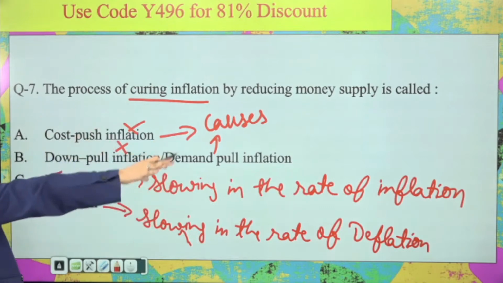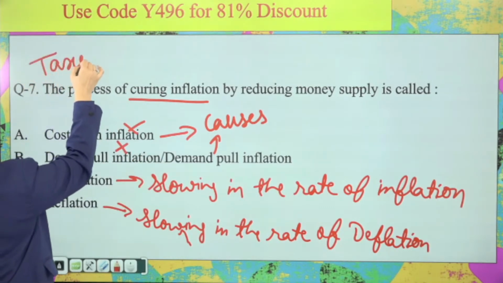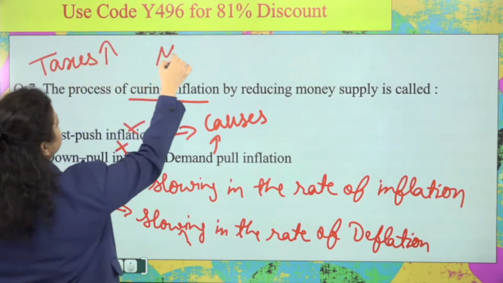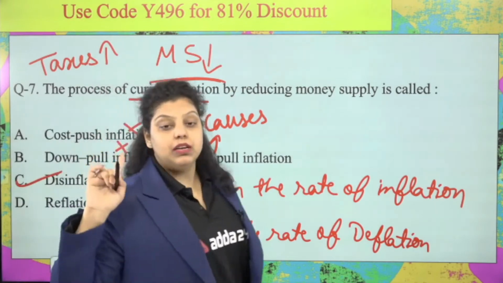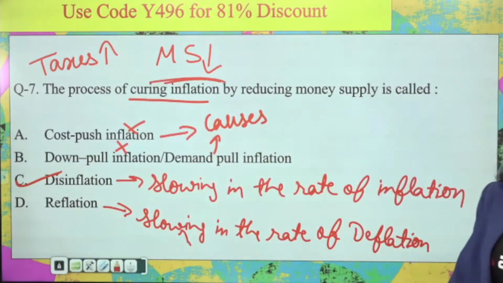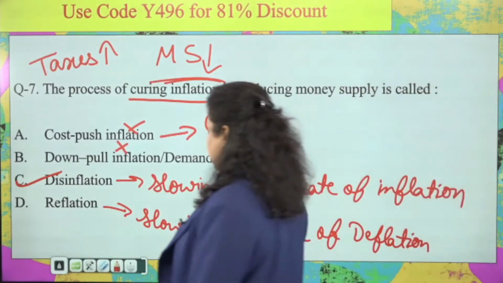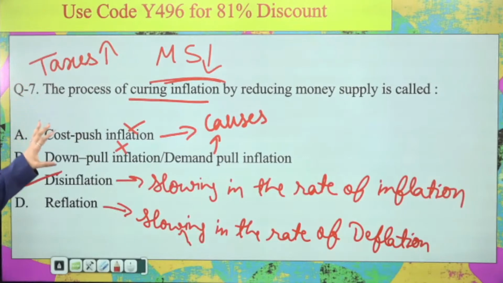Now, how are we trying to reduce the inflation rate? Simply, under disinflation, the Government of India increases the tax rates, which reduces the money supply in the market. When there is less money supply with the people, they will demand fewer goods and services, and because of that, inflation will be cured. So the right answer will be disinflation. It means slowing in the rate of inflation. Do make sure you are memorizing all the terminologies also.